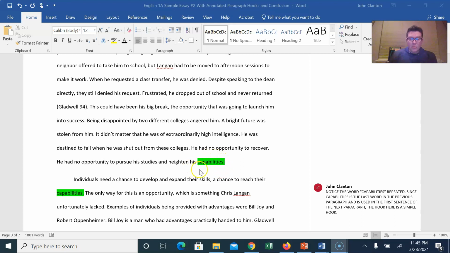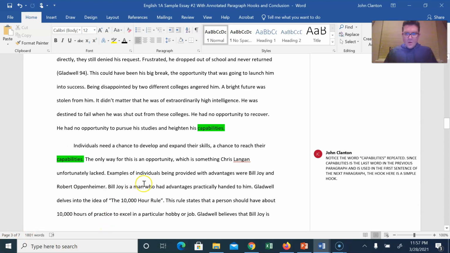So with this simple hook, we're going to take this word, capabilities. It's the last word in the body paragraph. We're going to use it to link these two body paragraphs together. Right? Individuals need a chance to develop and expand their skills, a chance to reach their capabilities. So notice here, the word capabilities is repeated. Since capabilities is the last word in the previous paragraph and is used in the first sentence, we have a simple hook. Okay, one more thing about that simple hook.